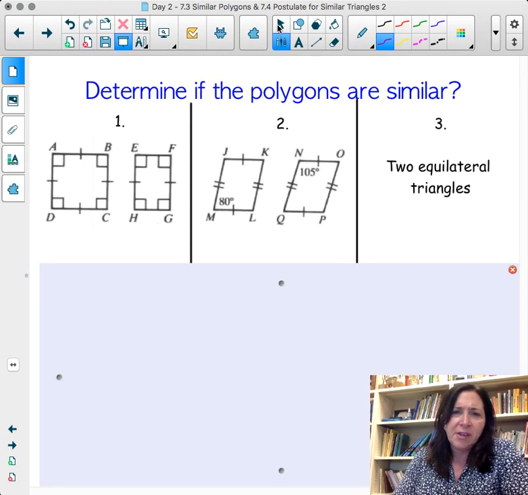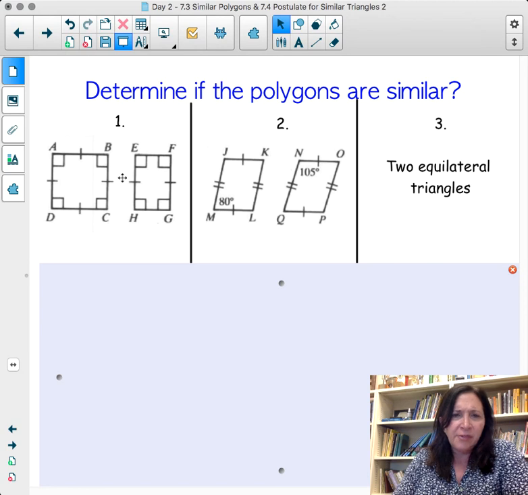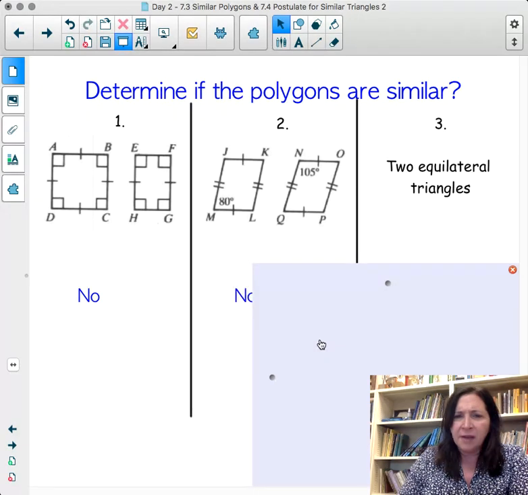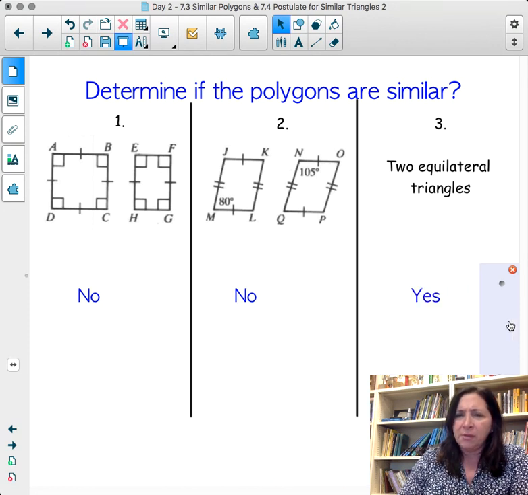Determine if these polygons are similar. These are not similar because my sides are not proportional. So that's a no. These are not similar because my angles are not congruent. And lastly, two equilateral triangles, those are always going to be similar.